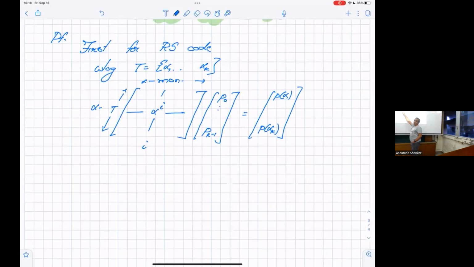And we know the K by K Vandermonde matrix is invertible. Its determinant is exactly the product of alpha i minus alpha j, up to signs. We have to write them properly to define it well. Because of that, this matrix is always invertible.